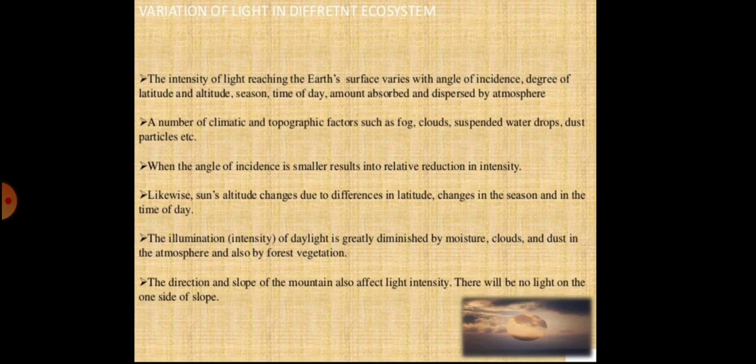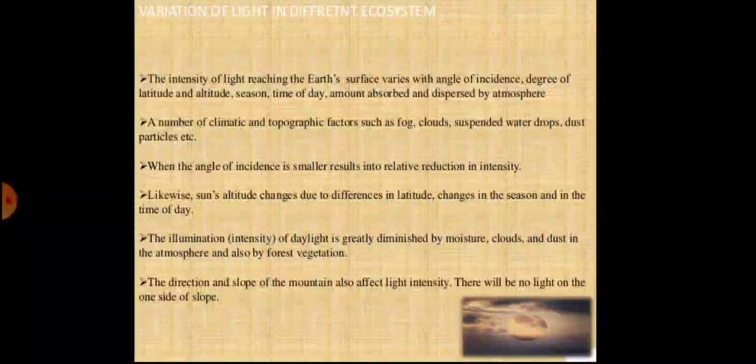There is variation of light in different ecosystems. Light energy varies with different media. The transparency of air and water is important in regulating the amount and quality of light that may be available in particular habitats. The intensity of light reaching the Earth's surface varies with angle of incidence, degree of latitude and altitude, season, time of day, amount absorbed and dispersed by the atmosphere, and a number of climatic and topographic factors such as fog, clouds, suspended water drops, dust particles, etc.